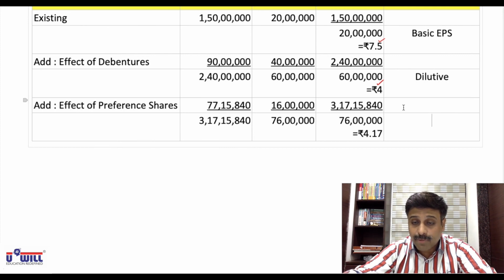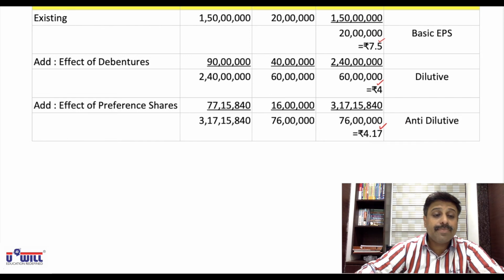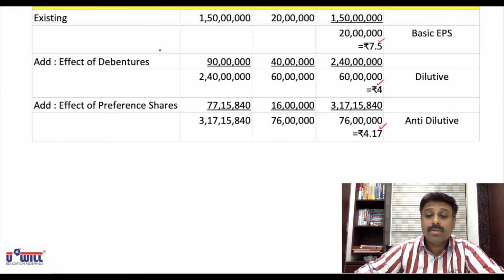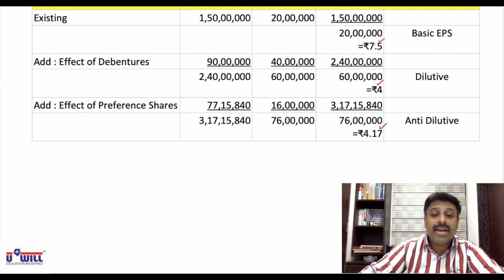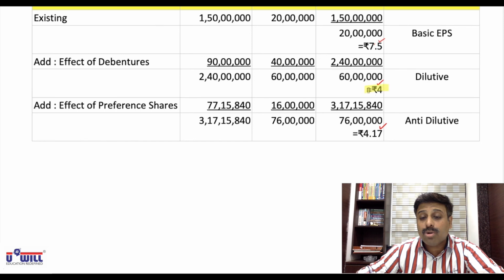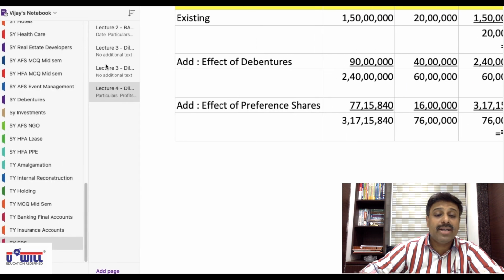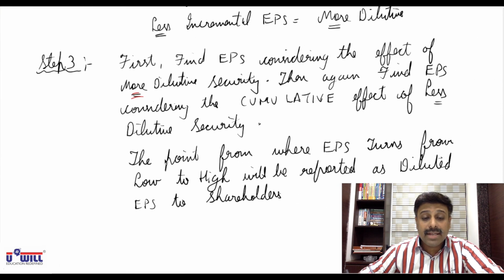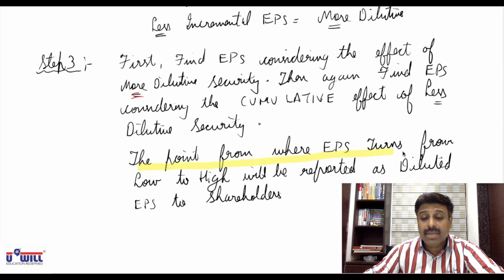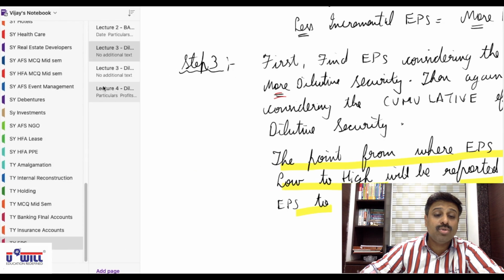Now you'll find from 4 it is increasing to 4.17, so can I say preference shares are anti-dilutive? Now what did I discuss? That EPS will first go down from 7.5 to 4 and then it will go up. So the point from where it goes down to up, that is rupees 4. What did I make you write? That the point from where the EPS turns from low to high will be reported as diluted EPS to shareholders.